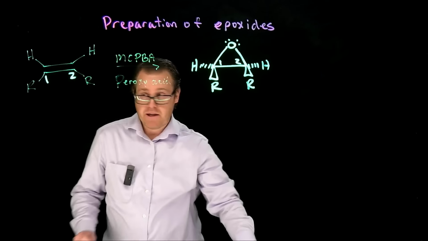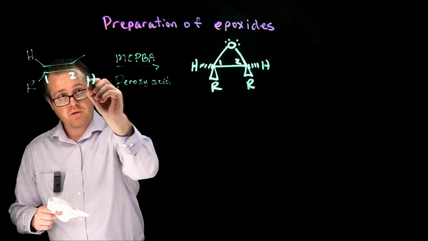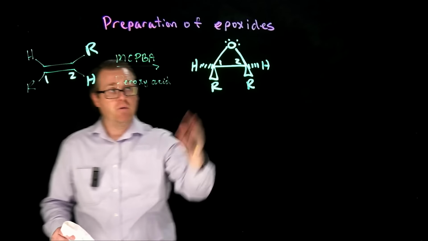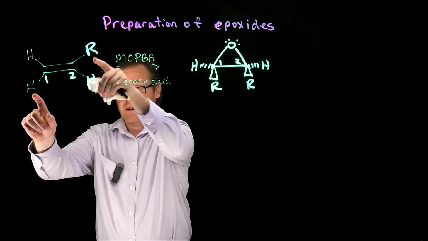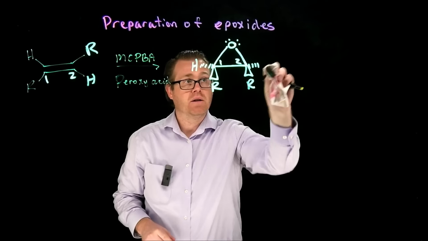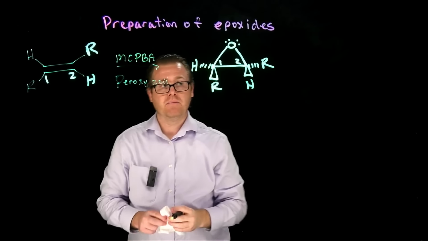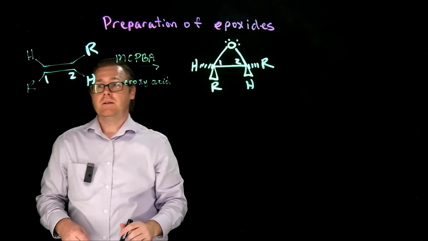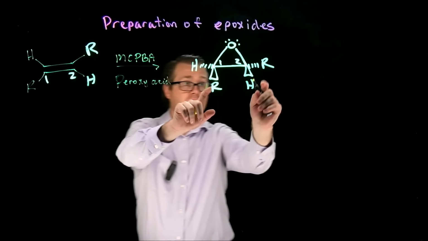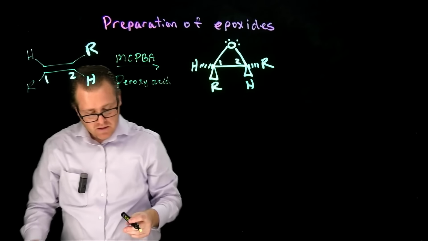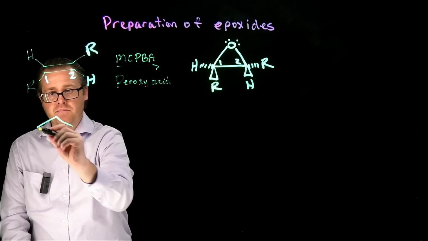Now, I just want to make sure you remember this. What if we switch those? How would our epoxide look now? Well, these two R groups right here are trans to one another. So we would have to switch those, like that. So the stereochemistry is retained. Trans, trans.